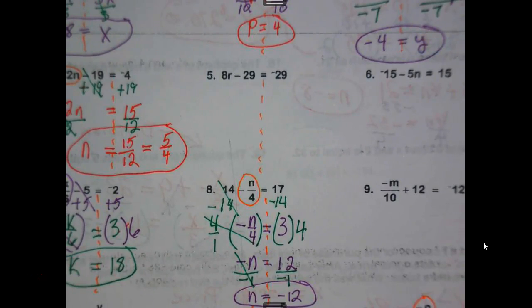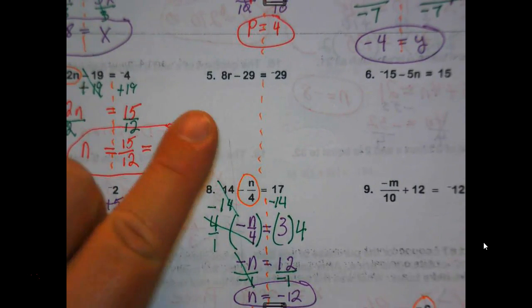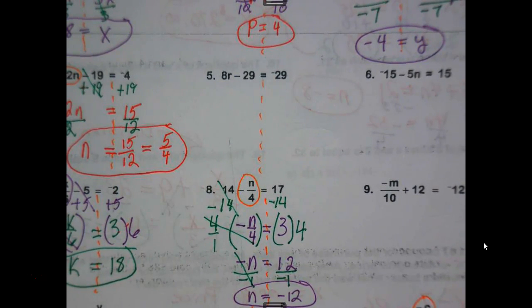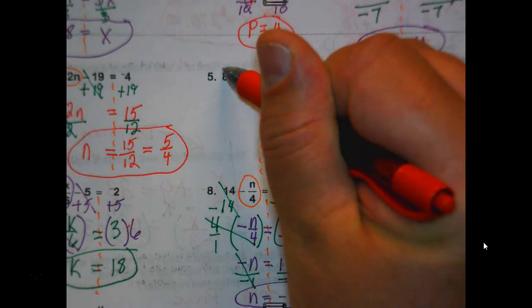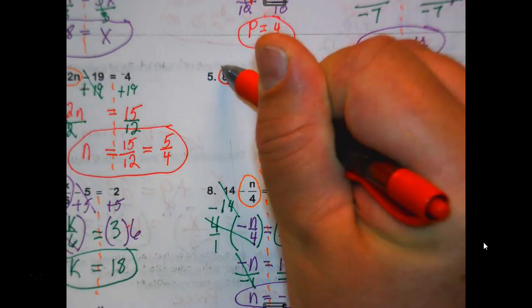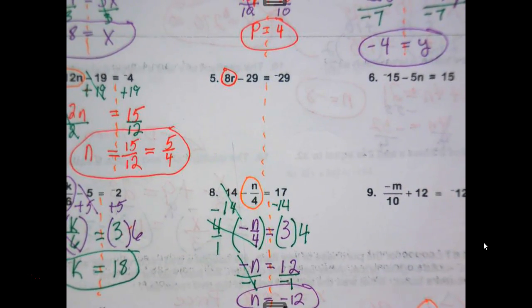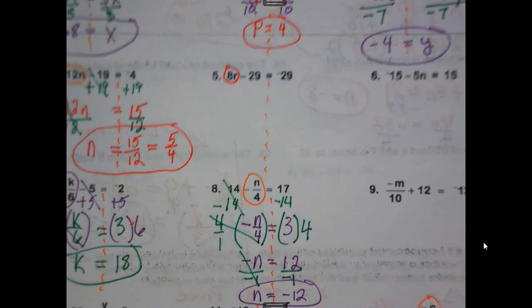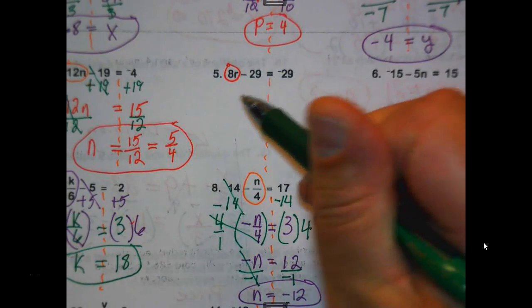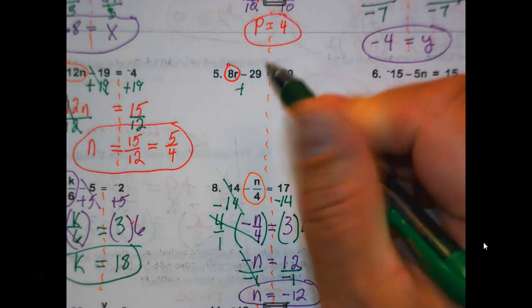All right, I have to isolate the variable term. I have to isolate the 8R before I can isolate the R. So I'm going to add 29 to both sides.